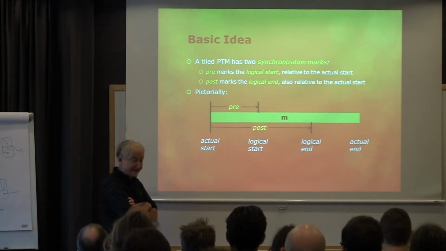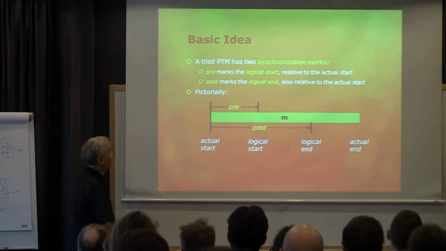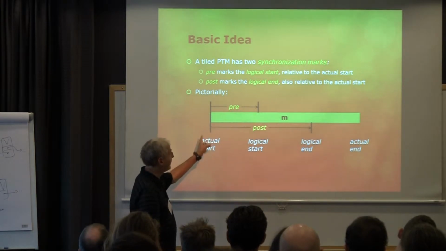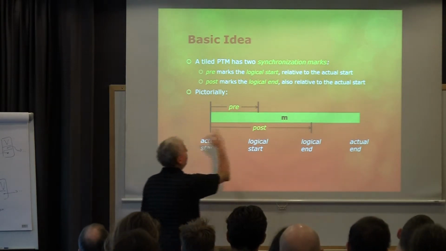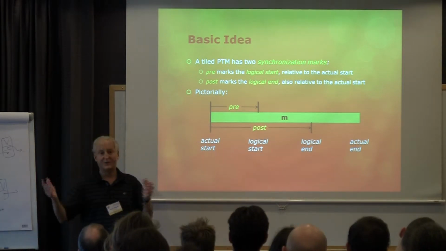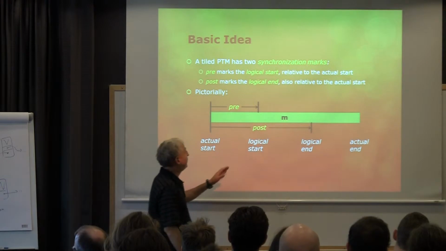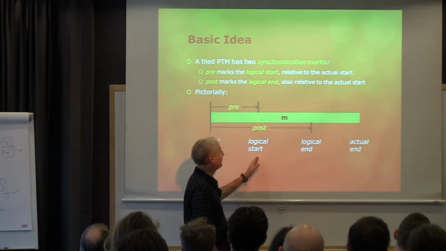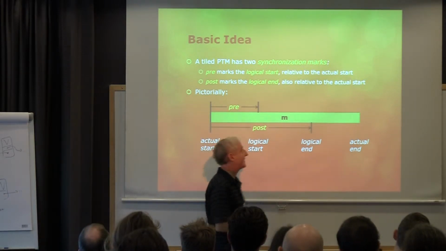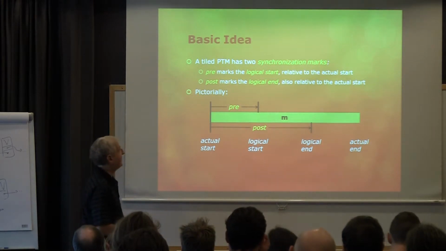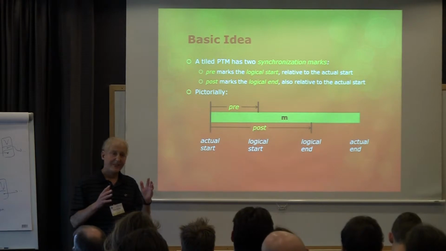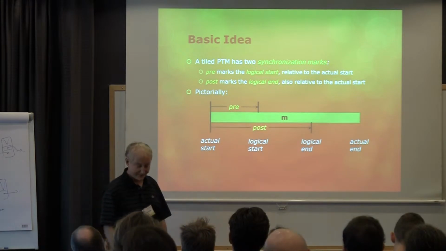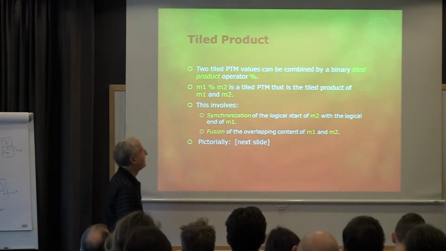So what's the idea here? The basic idea is that a tiled PTM has two synchronization marks. One that we call pre, and the other one that we call post. So if you think of this M as being the underlying media value, then there is a notion of the actual start of that thing, but there's also the notion of a logical start and a logical end, and then you have the actual end. And the whole idea is that with these pre and post markers, you can align things in time based on the logical structure rather than the actual structure. So it's a pretty simple idea.